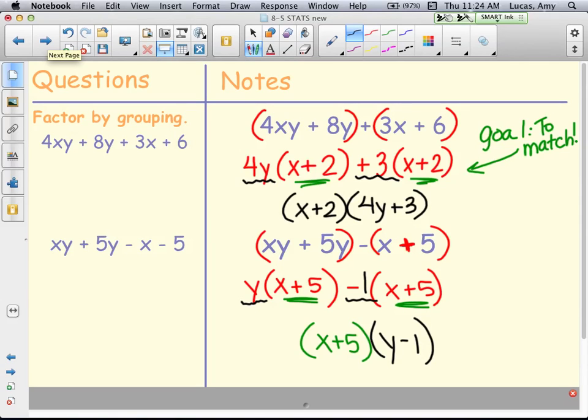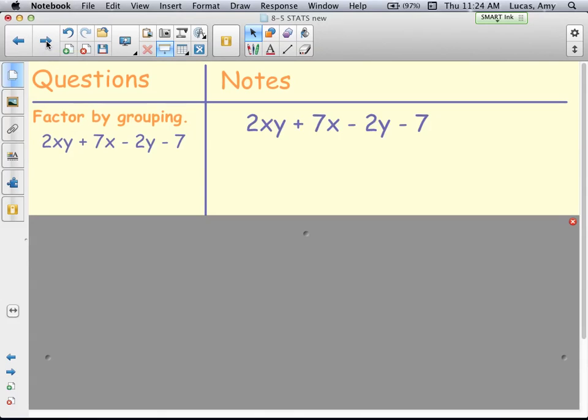This one was a lot trickier than the first one that we looked at. So if you can keep a plus in between your terms, it's going to be a lot easier to work with when you factor by grouping. Okay, a couple more to try so that we can get some more practice on these.